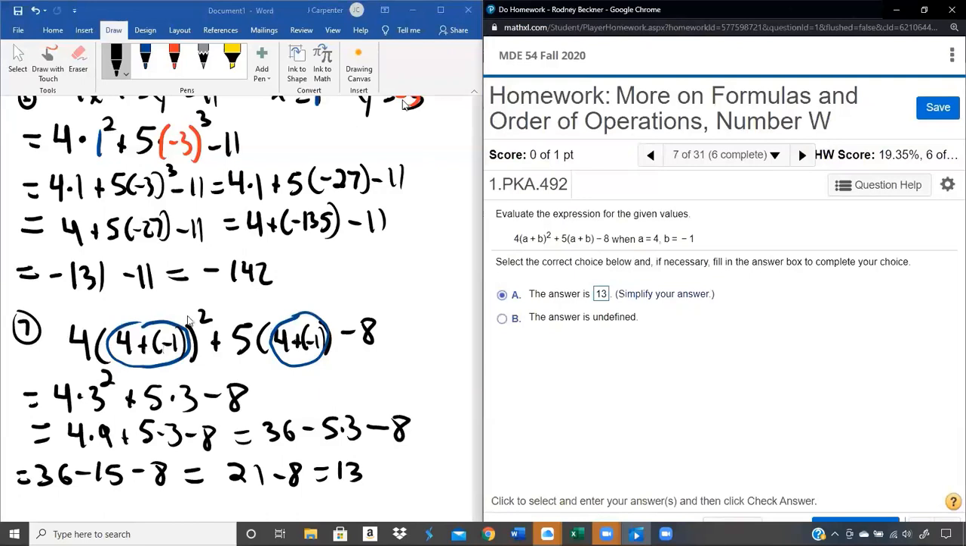4, a plus b squared. 5, a plus b minus 8. A is 4, the b is -1. So the 4 plus the -1 should be a 3. So that's 4 times 3 squared, and then a 5 times a 3. We have our -8. All right, then we do our exponents. So that should be the 9. 4 times 9 plus 5 times 3 minus 8. The 4 times the 9 gave us a 36. The 5 times a 3 gave us a 15.